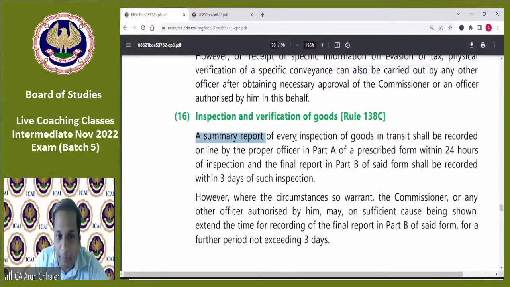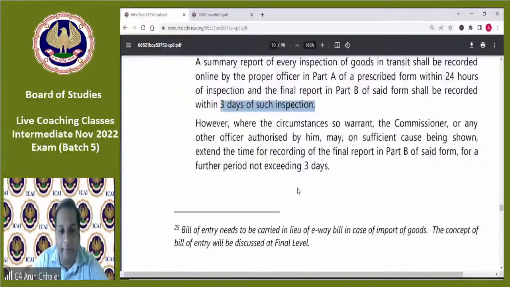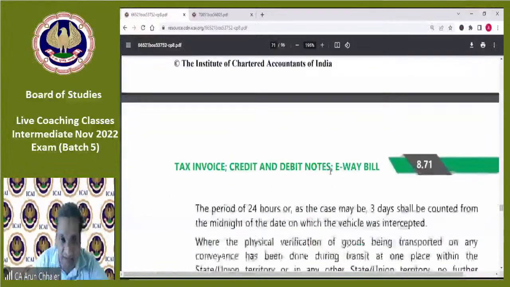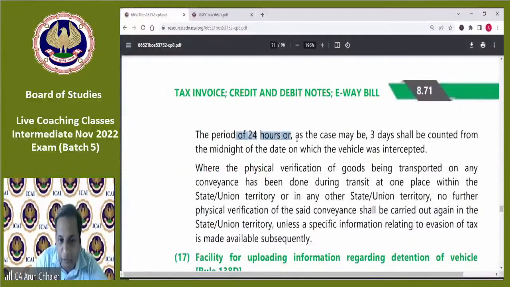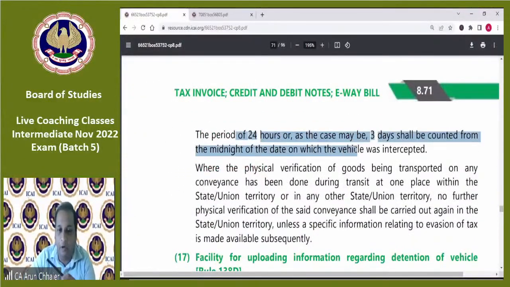Summary report of every inspection of the goods in transit shall be recorded online by the proper officer in Part A within 24 hours. And they have to complete the Part B within 3 days of the inspection. The 3 days can be extended again with the permission of the Commissioner, not exceeding 3 more days. So maximum he can get the time of 6 days. The period of 24 hours or, as the case may be, 3 days shall be counted from the midnight.